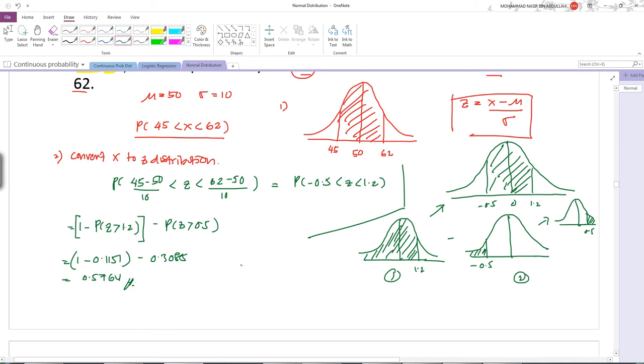So you can calculate using calculator juga. Sama juga konsep of using calculator. So remember, we are finding the area of the Q. So Q negative 0.5 plus Q 1.2. So you will get the same answer as well. In calculator, you will get 0.57639.